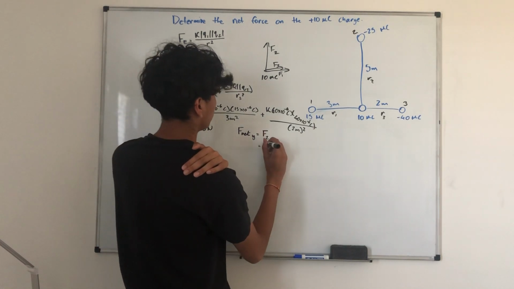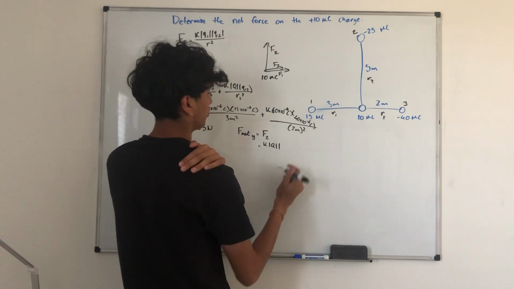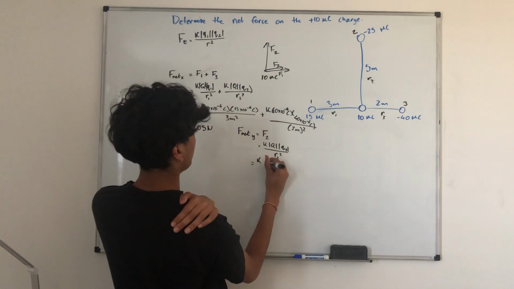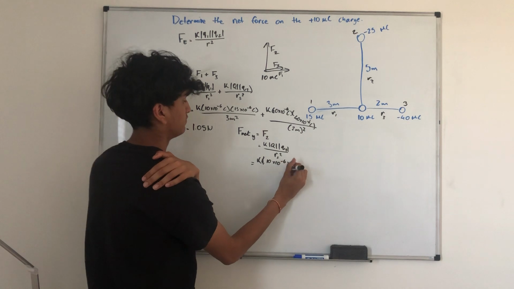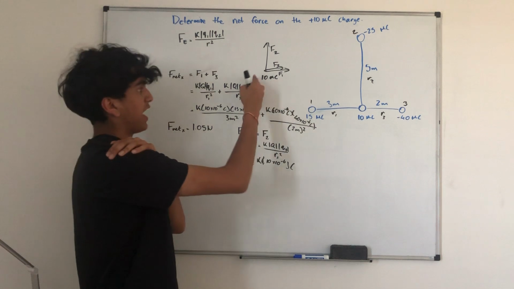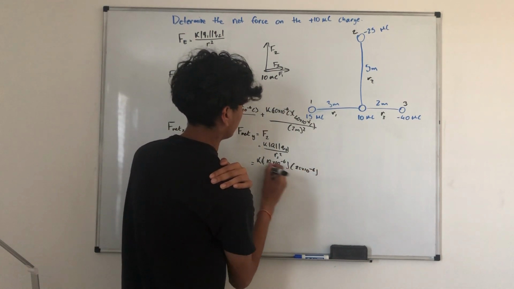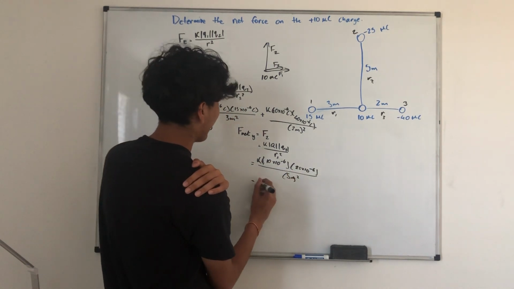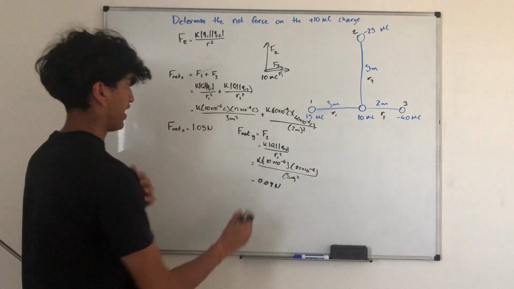So F net y is going to equal kQ, big Q for central charge, Q2 over r2 squared. And then I'm going to plug in my numbers. K, Q is 10 times 10 to the negative 6. That's why I'm not adding my negatives, right? You might have noticed it's negative 40, but I'm taking the absolute value. So 25 times 10 to the negative 6 over 5 meters squared. You can imagine this is probably going to be a really small force. I got 0.09 newtons for my F net y.